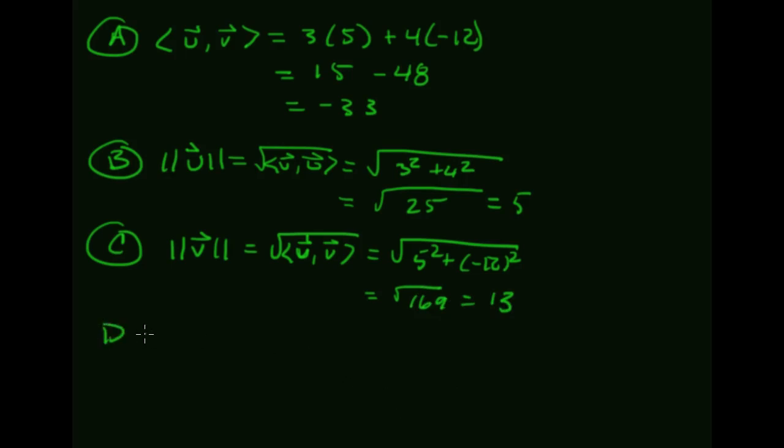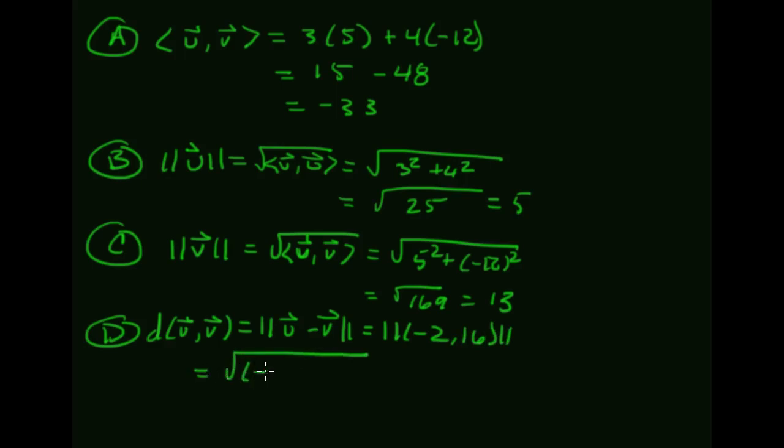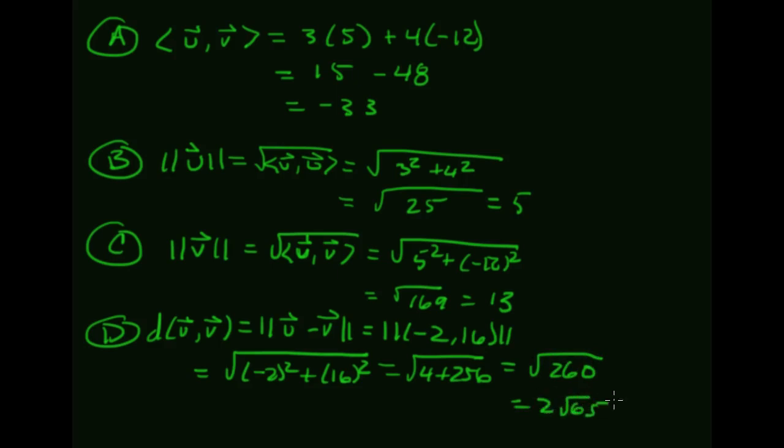And part D says, what is the distance from u to v, which is the magnitude of u minus v, which is the magnitude of negative 2, 16, which works out to be the square root of negative 2 squared plus 16 squared, which is the square root of 4 plus 256, which is the square root of 260, which I think works out to be 2 times the square root of 65. All right, so that's problem number 1. Let's move on to number 2.